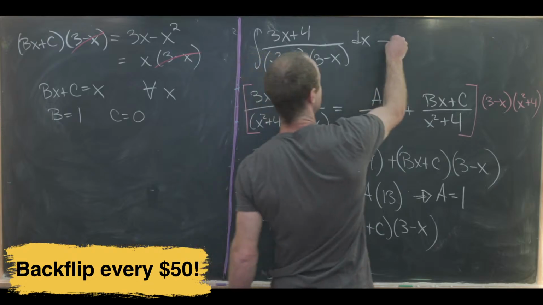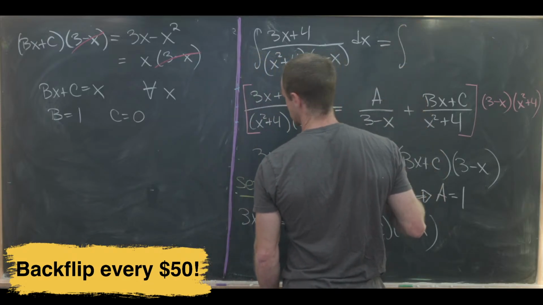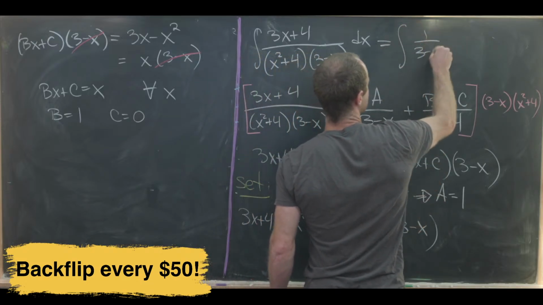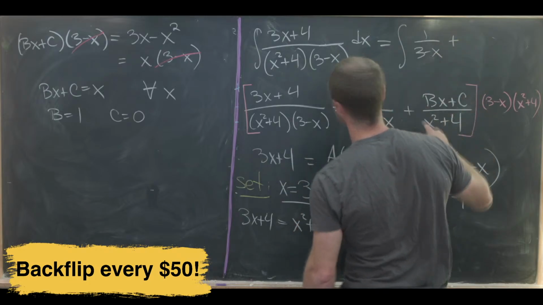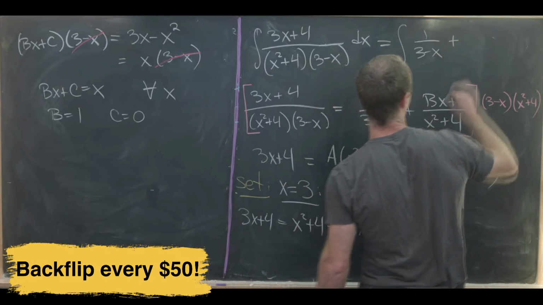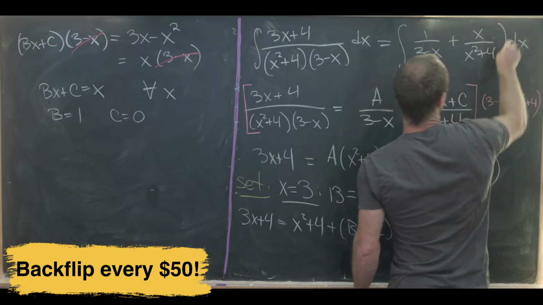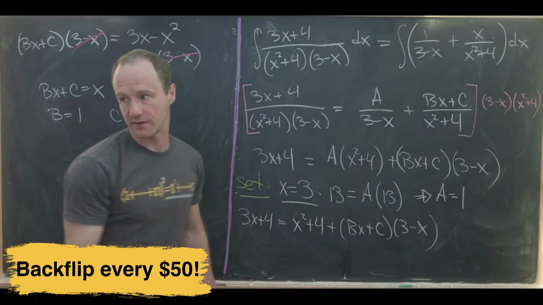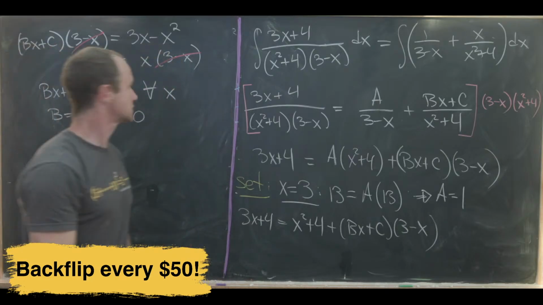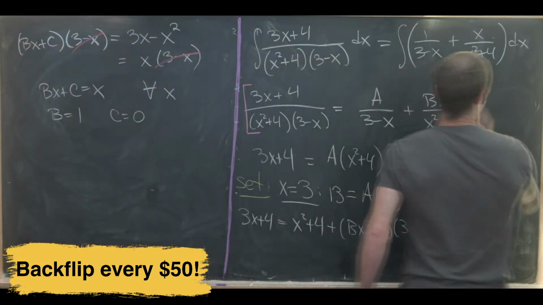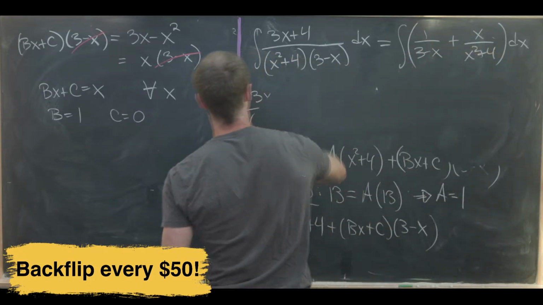That tells us that this integral decomposes into 1 over 3 minus x plus, what did I say? B was equal to 1, so x over x squared plus 4 dx. So we're left with that integral right there. It's cool how that worked out. So let's see what we get.